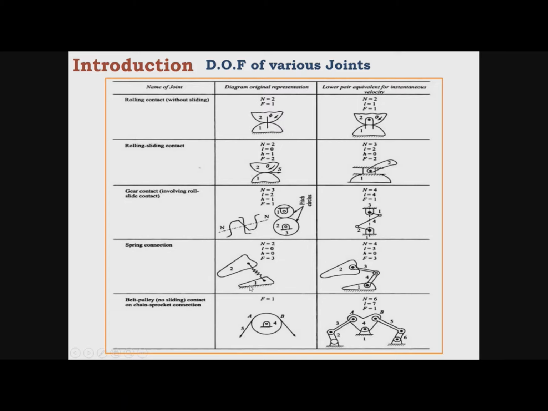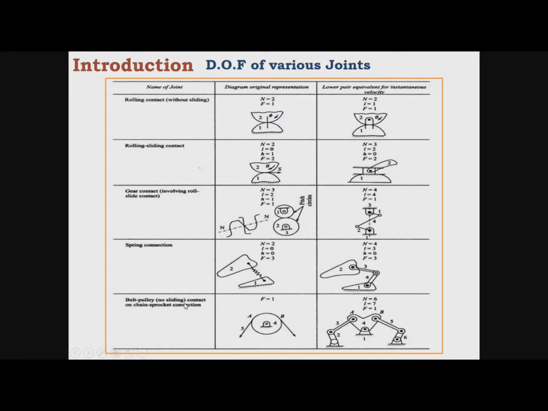Spring contact. We have 2 links, link 1 and 2, connected by means of spring. So spring contact does not form a lower pair, neither a higher pair. Hence the degree of freedom is 3. A spring link is equivalent to 2 binary links. Equivalent mechanism is shown here.